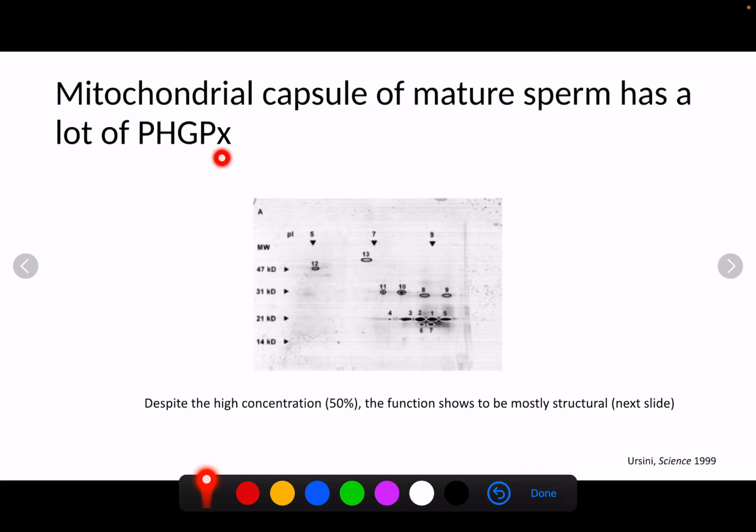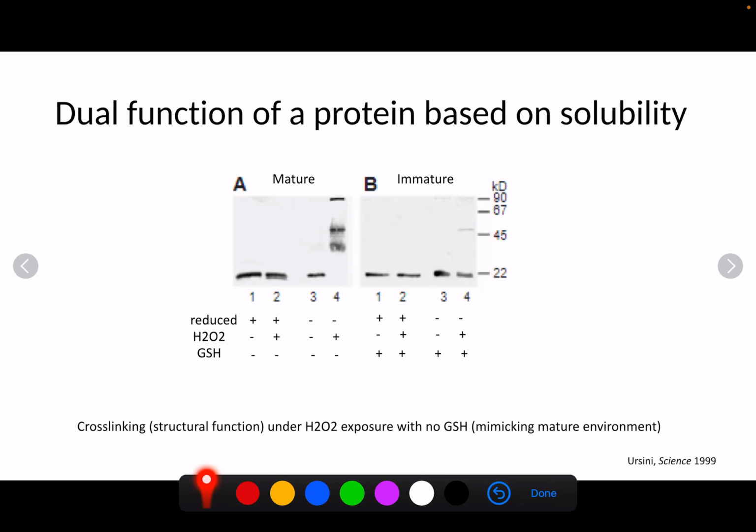All right, moving on to the next paper, we have one single protein called PHGPX, and it seems to have two different purposes in the development of the sperm. In this figure, they extracted the mitochondrial capsule of the mature sperm and found that the majority of the protein in there is PHGPX, but despite the high concentration, the function shows to be mostly structural. It's not really enzymatically active at all. So why is that? We're going to show that on this next slide.